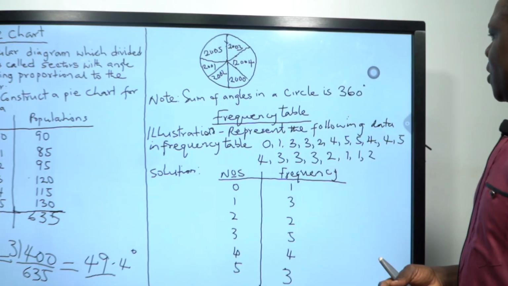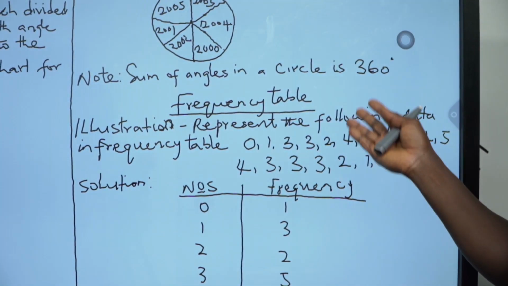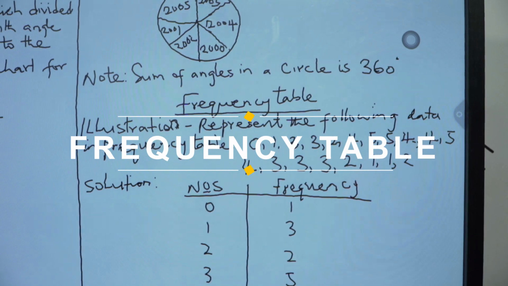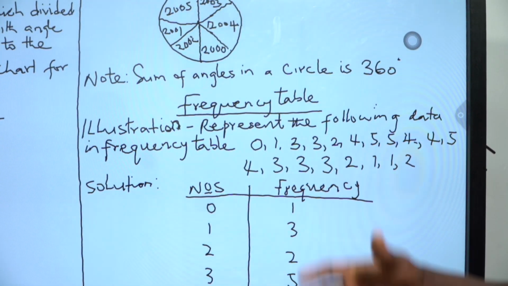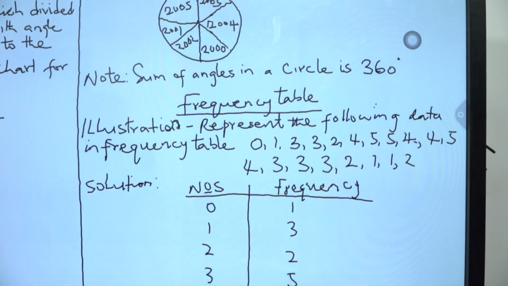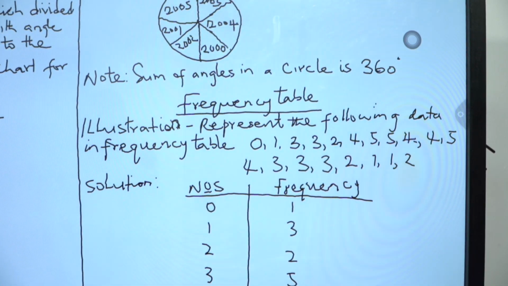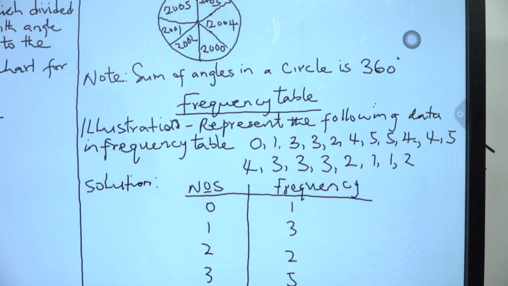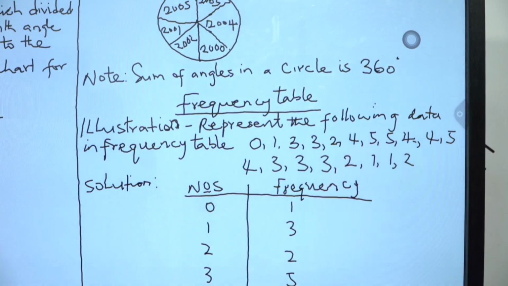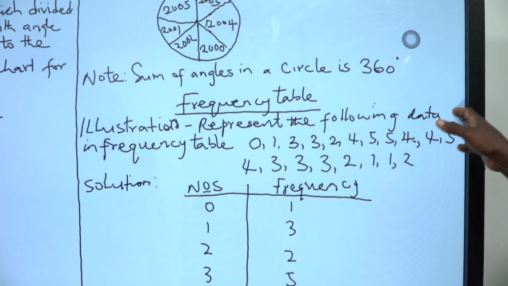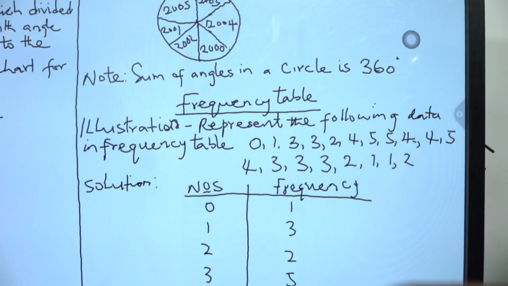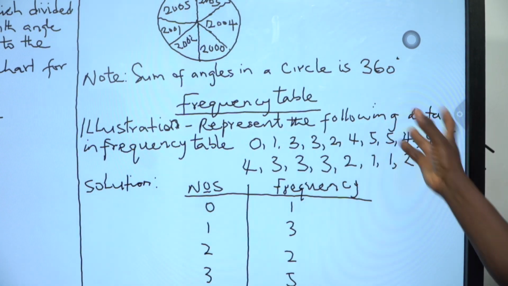Then the last data presentation, which we are going to look at now, is a frequency table. A frequency table is nothing other than a table showing the number of times a particular number appeared. Remember what I told you when we were discussing mode: a frequency is the number of times a particular number appeared. Here I said, represent the following data in a frequency table. You can see the list of numbers.